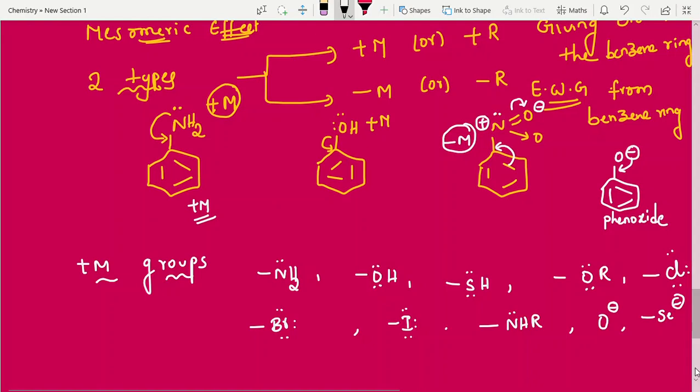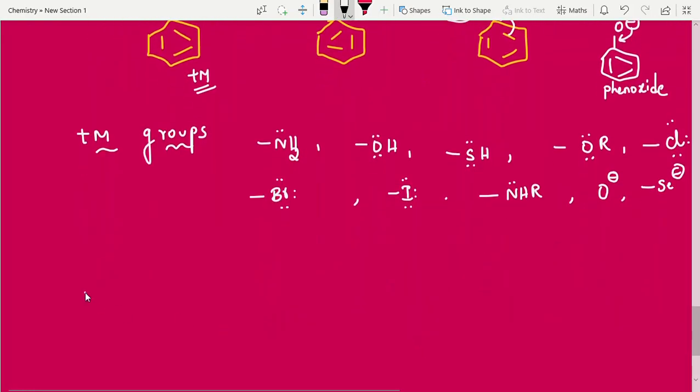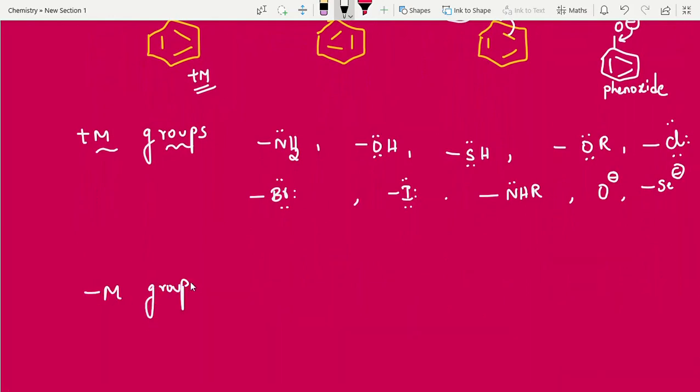Now, next one. Minus M groups, I am also writing here. What are the minus M groups? Those which have a positive charge. NH2 plus. Next, NR2 plus. If it has a positive charge, it definitely takes electrons. Taking electrons means it is a minus M group, because of the plus charge.